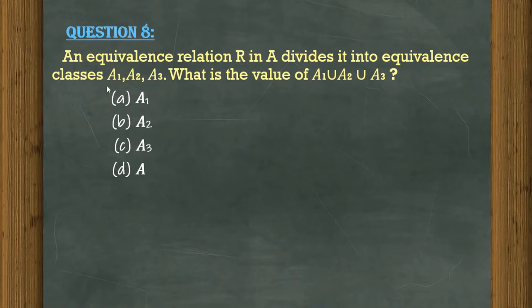Question number 8. An equivalence relation R in A divides it into equivalence classes A1, A2 and A3. So what is the value of A1 union A2 union A3? These are the three equivalence classes, and we know that all the equivalence classes are disjoint to each other. So A1 union A2 union A3 must be A, the original set. So our answer will be D.